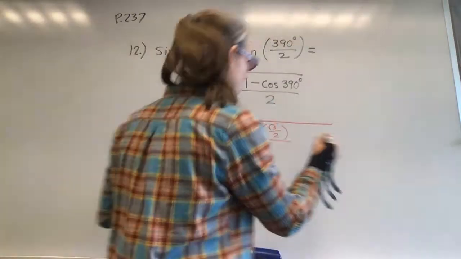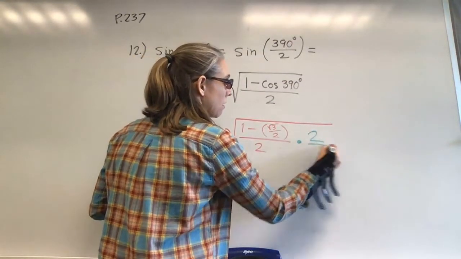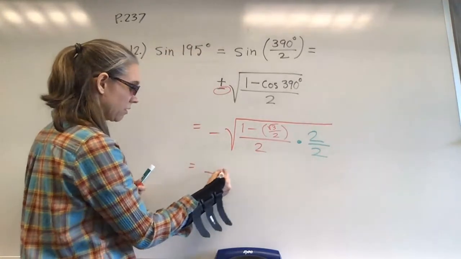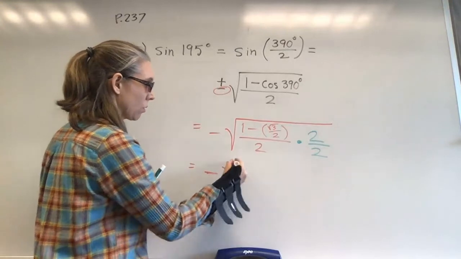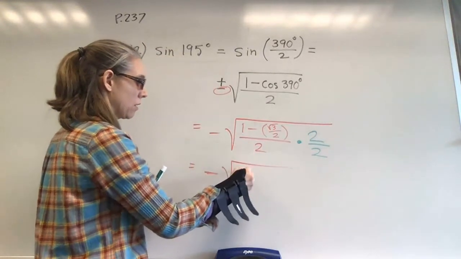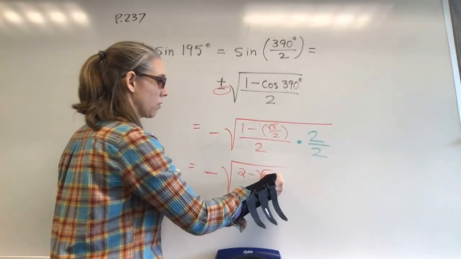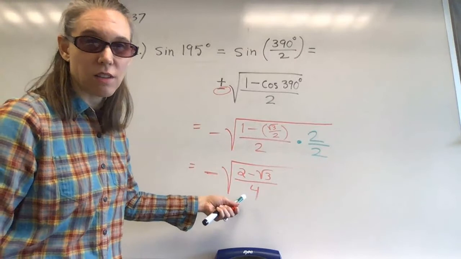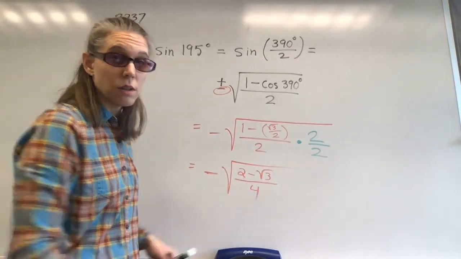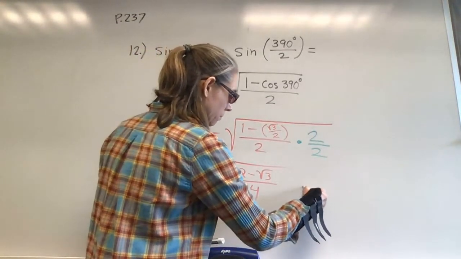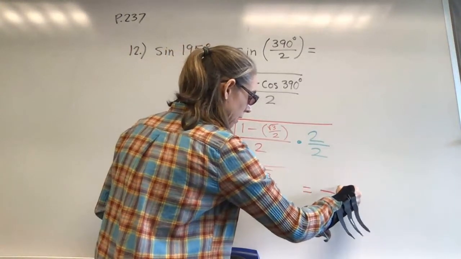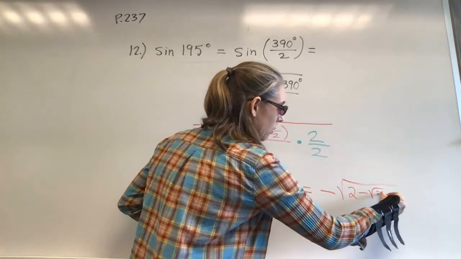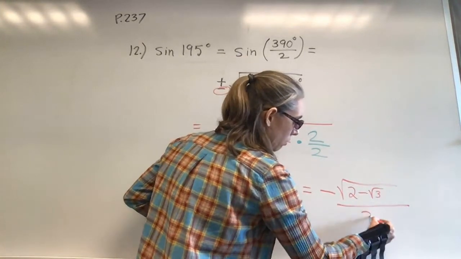So we're going to multiply the numerator and the denominator now by 2. And this is going to then give us still the negative out in front, square root, and now we have 2 minus square root of 3 over 4. Now the good thing here is that the square root of 4 is 2, so then we can rewrite our answer as negative square root of 2 minus square root of 3 all over 2.